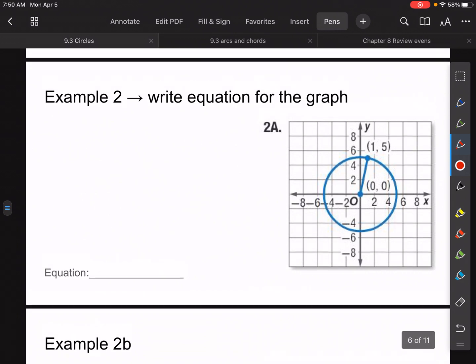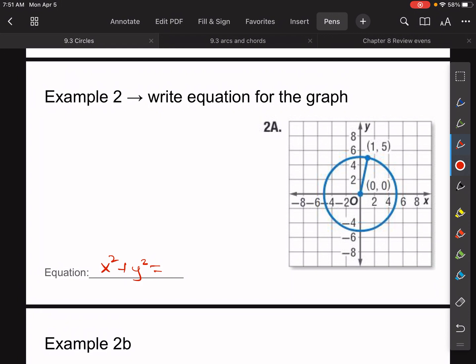Now, for example 2, it says to write the equation for a circle that is graphed here. For this one, the center is at 0, 0. Since the center is at 0, 0, we don't have to modify that at all. So this is going to be one of those where we have just x squared. I mean, you can put minus 0 there, that's not going to change anything. Plus y squared is equal to the radius squared.